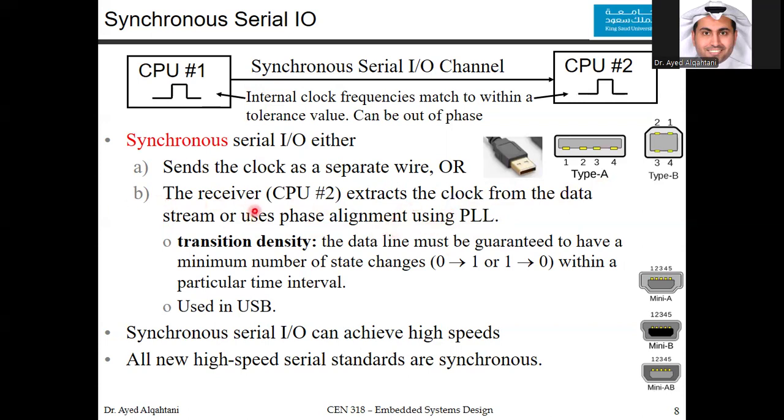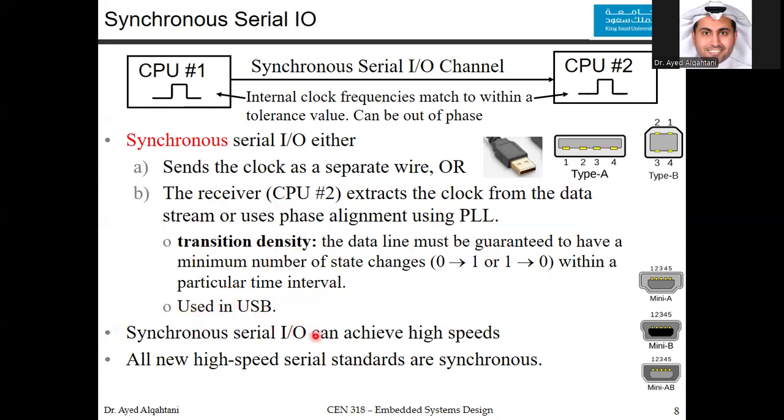For this other method to work, you must have transition density. You can't have the data at logic 1 for a very long time, or logic 0 for a very long time. This way you don't see movement of the data. So you need transition density, which means the data line must be guaranteed to have a minimum number of state changes, from 0 to 1, which is the rising, or 1 to 0, which is the falling, within a particular time interval. For the second method, you need transition density, and this is used actually in the USB.